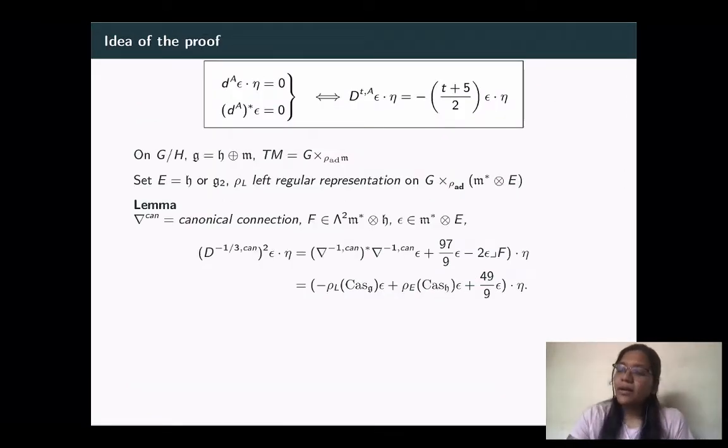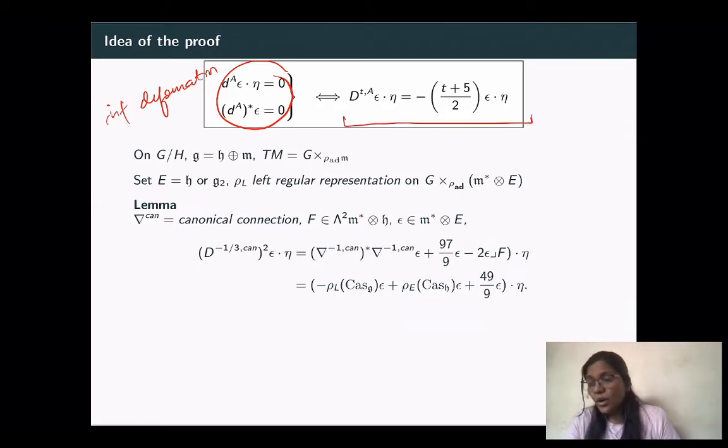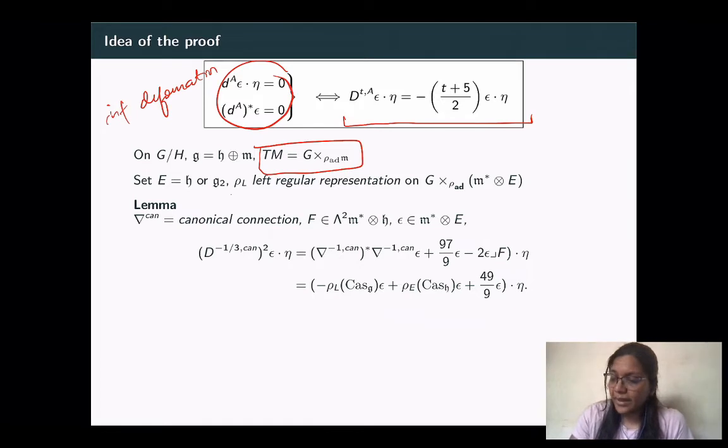So just to recall, this was the condition for epsilon to be an infinitesimal deformation. We saw that epsilon must follow this. Eta is just the Killing spinor associated to the nearly G2 manifold, and then we saw that this is the identification that we have. Now on this homogeneous space, we can denote the tangent bundle via this associated vector bundle, and on this associated vector bundle, we can have a left regular representation rho L of the Lie algebra H or the Lie algebra G2.